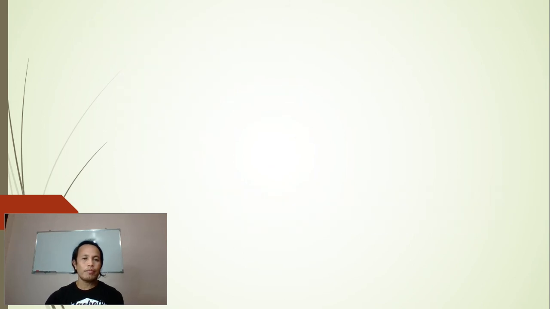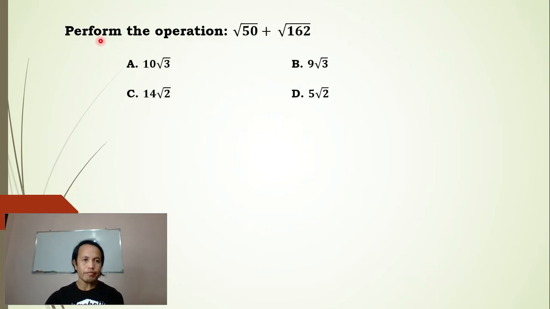Next example. Perform the operation square root of 50 plus the square root of 162. So this is now operation on radicals. In this case, we have addition of radicals.